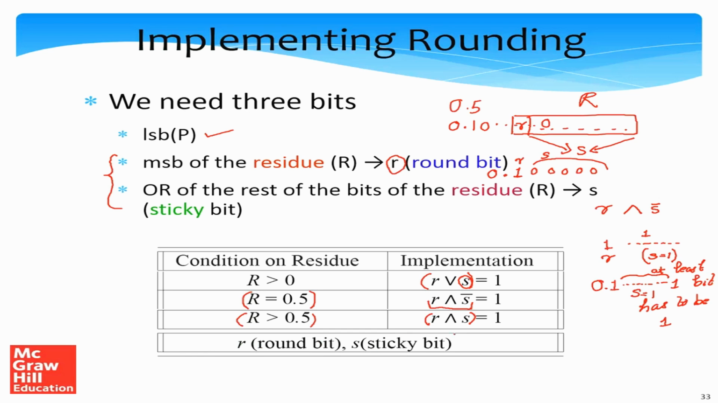So we see that keeping the R bit, or round bit, and the S bit, or sticky bit, and computing them when our output is being created, will help us get all the conditions to implement all four rounding modes.